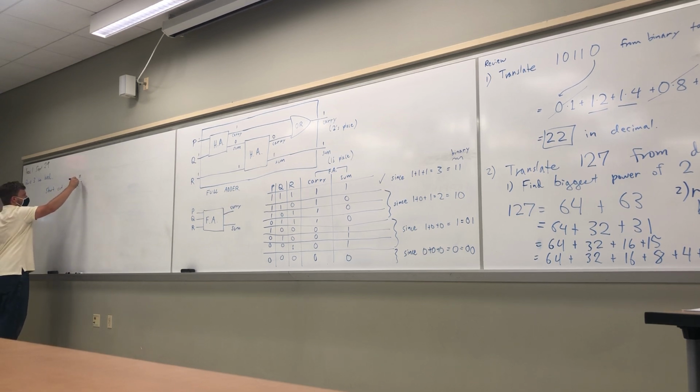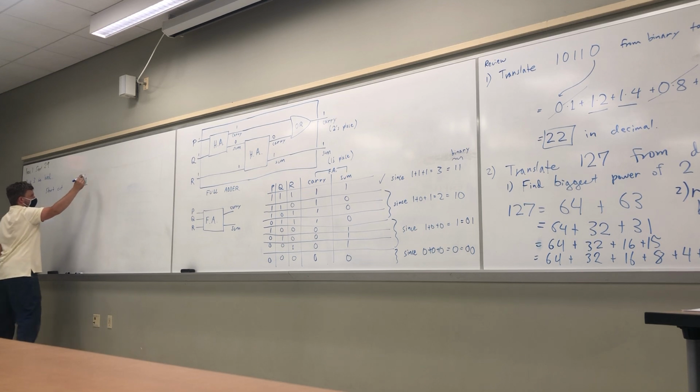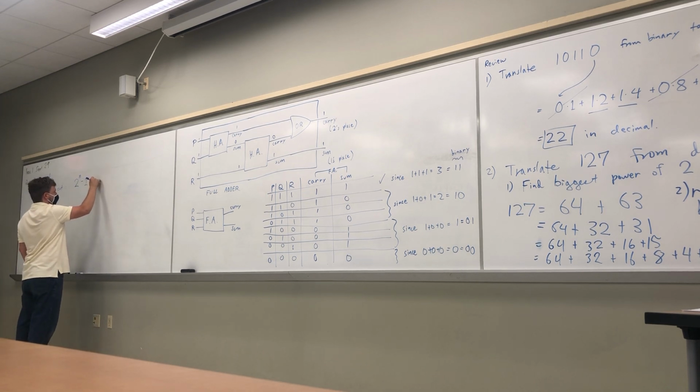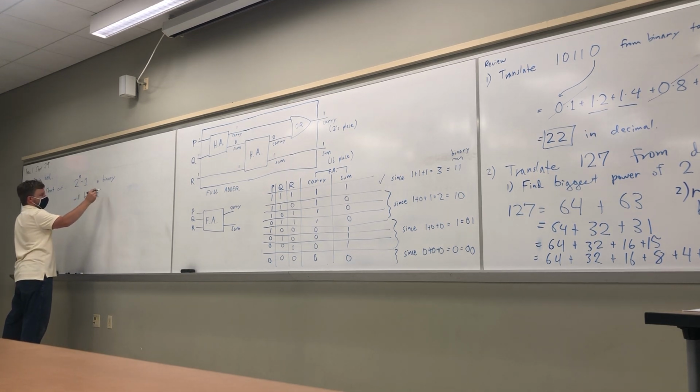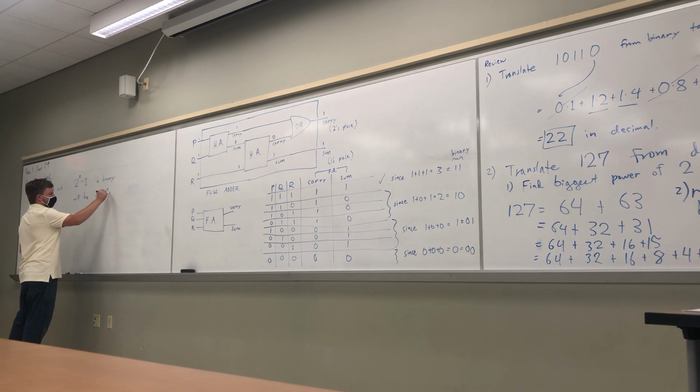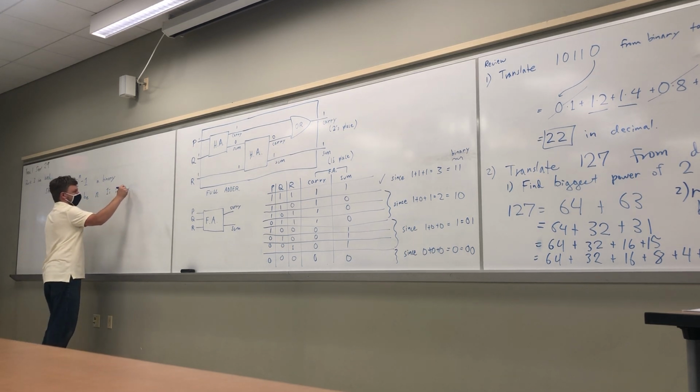2 to the n minus 1 in binary will be exactly n 1s in a row.